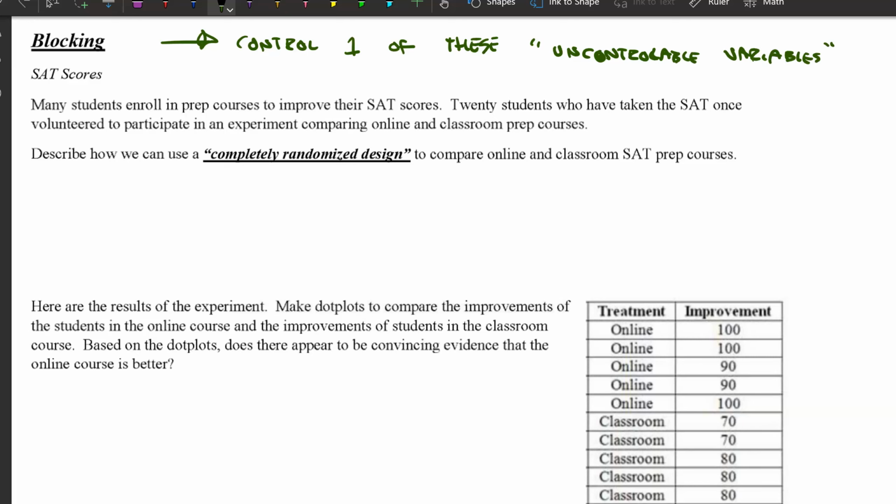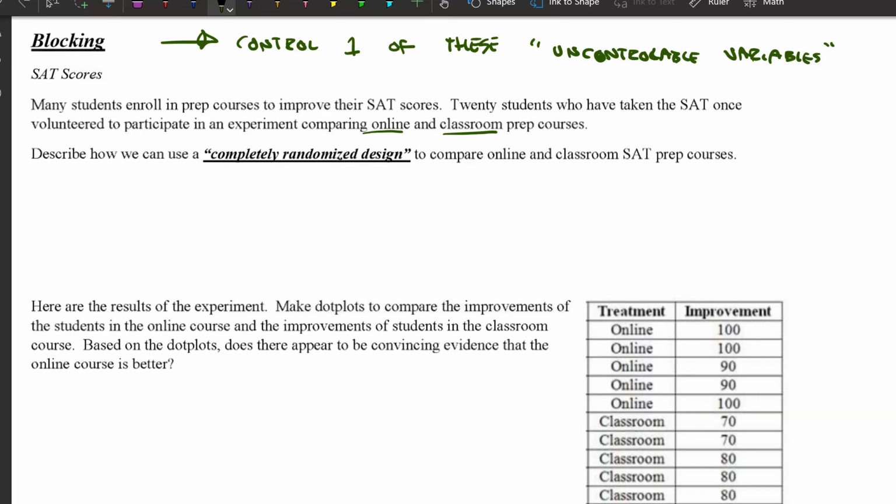Many students enroll in prep courses to improve their SAT scores. 20 students who have taken the SAT once volunteered to participate in an experiment comparing online to classroom prep courses. So you guys are maybe aware of these prep courses that help you improve your SAT scores. One type might be an online course, and the other one might be an in-class class. Describe how we can use a completely randomized design.